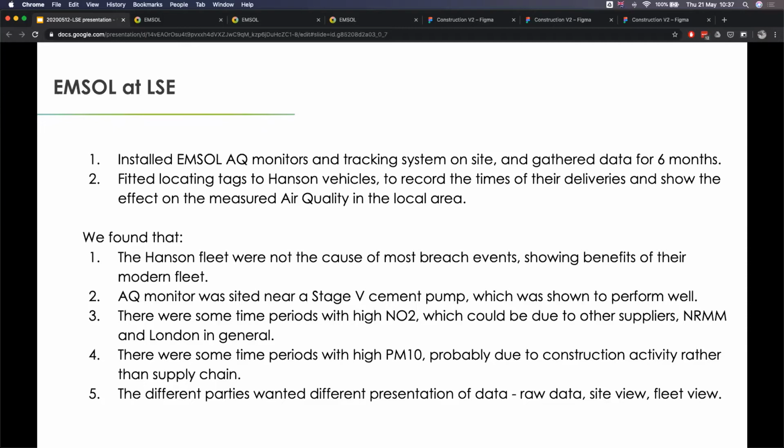A couple of the findings. So one of them was that we found that the Hanson fleet were not the cause of most of the breach events, which shows the benefits of their modern fleet. So they've got mostly Euro 6 vehicles.